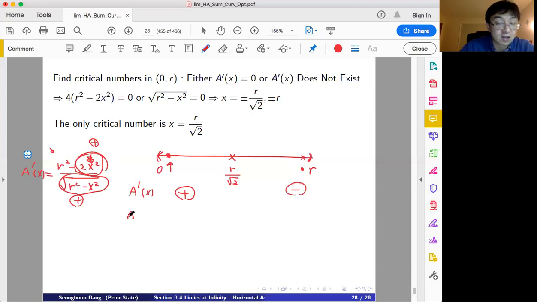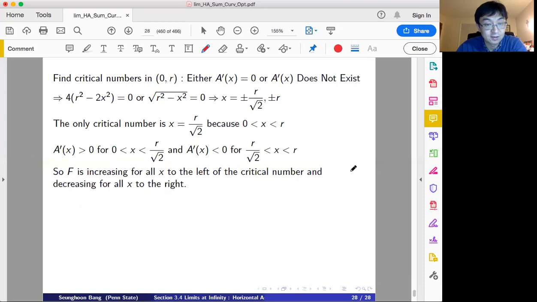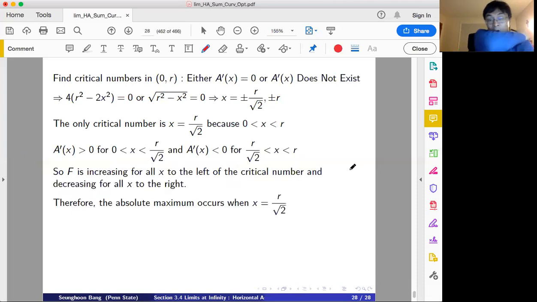So what's A of x? A of x is increasing and then decreasing. What does it mean? We have an absolute maximum at r over root 2. Is that right? At r over root 2, we have this.